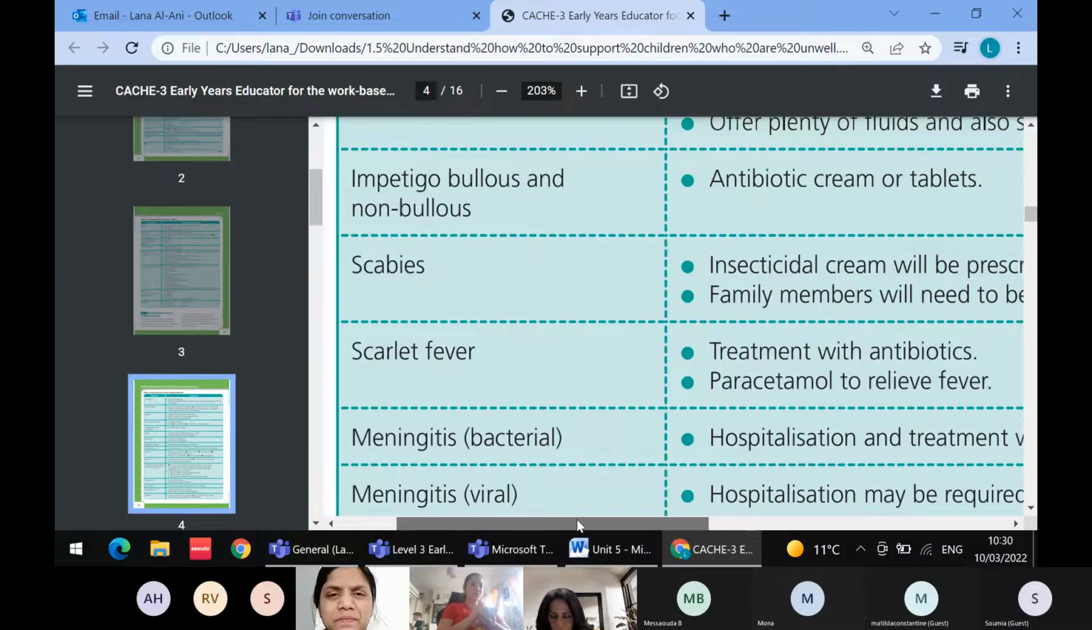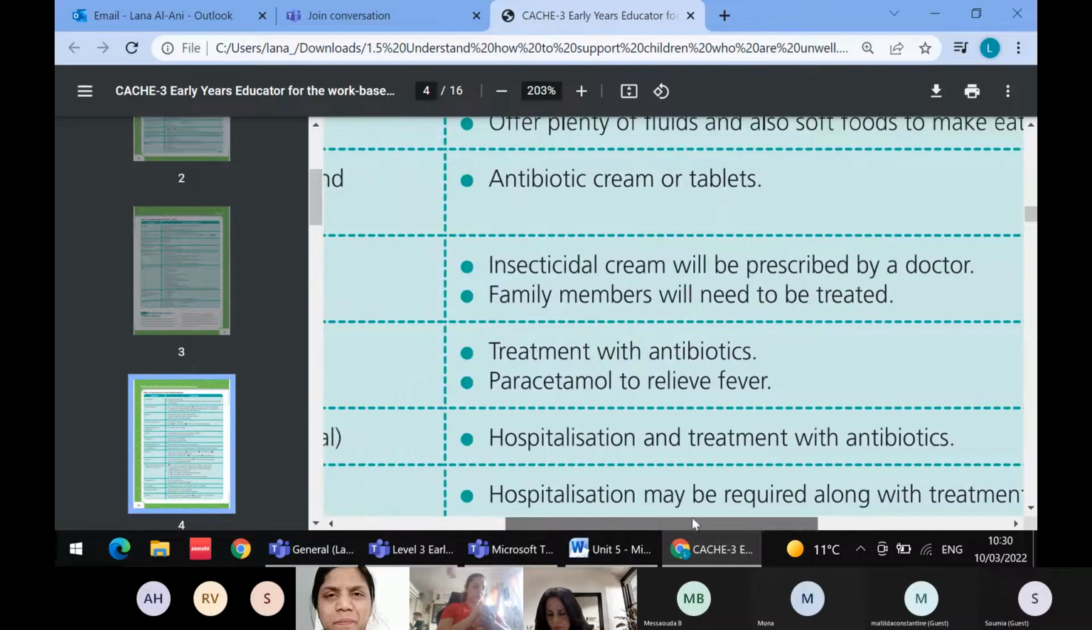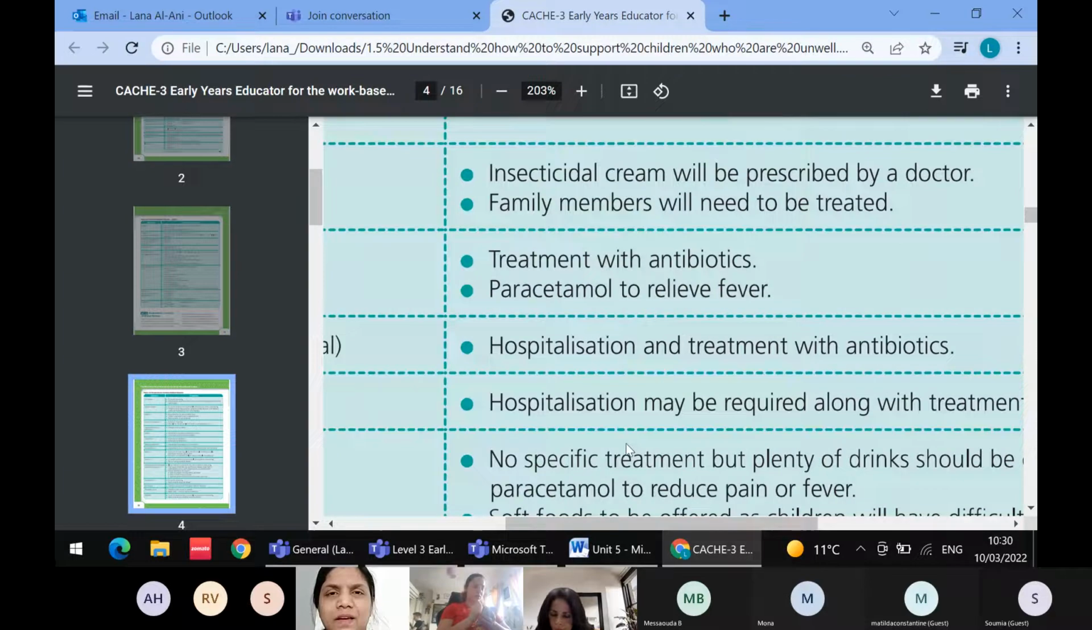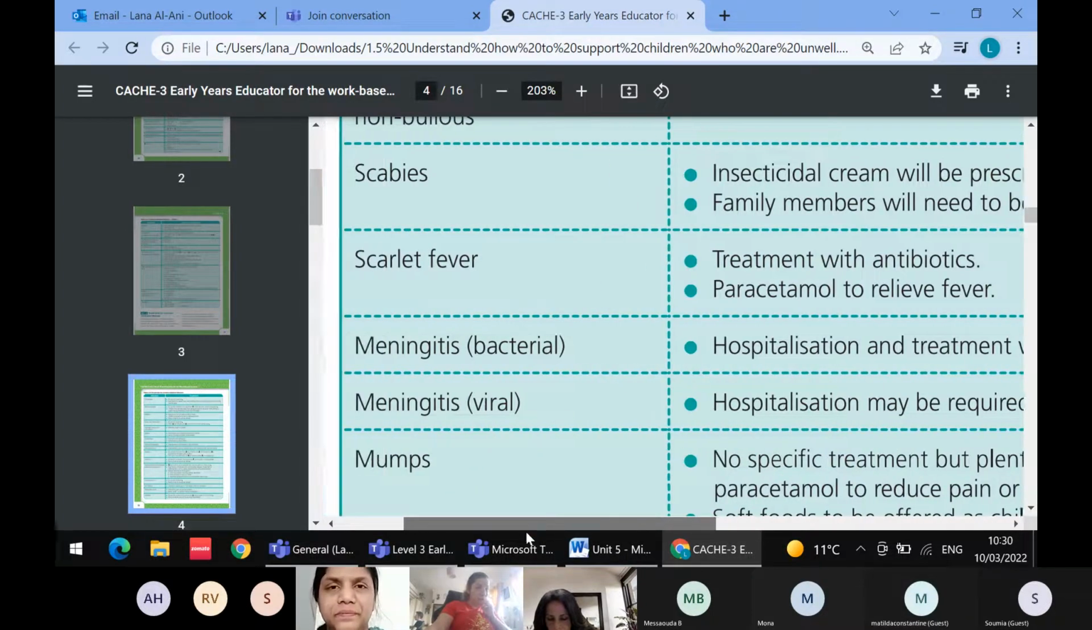How about scarlet fever? Scarlet fever is treated with antibiotics. Yes. Paracetamol to lower the temperature. Very good, excellent. We need the paracetamol to lower the temperature. Very good. How about meningitis?